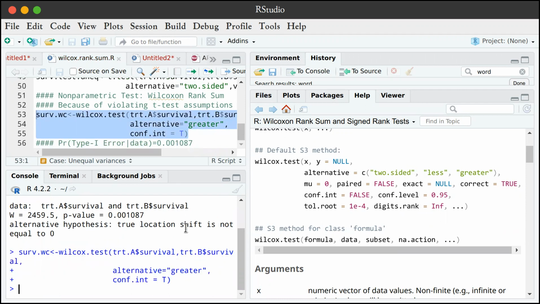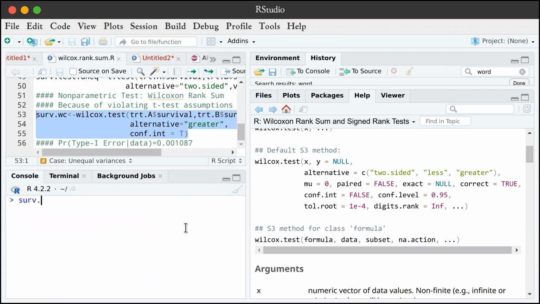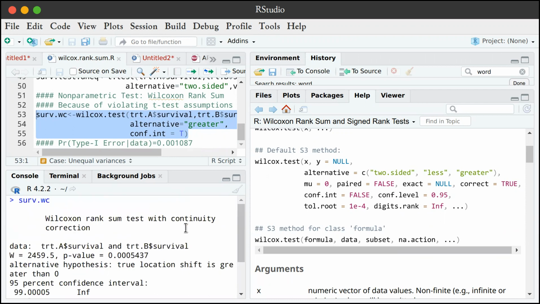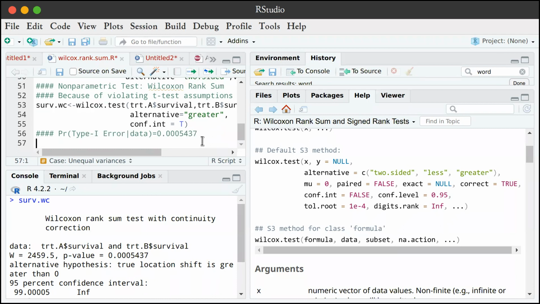Run. Let's see. So it's actually half of that. By default, it is doing a two-tailed test, so I'm going to change that value. But the conclusion doesn't change. That value is definitely less than the alpha that we set. So minimum probability at which we can reject the null.